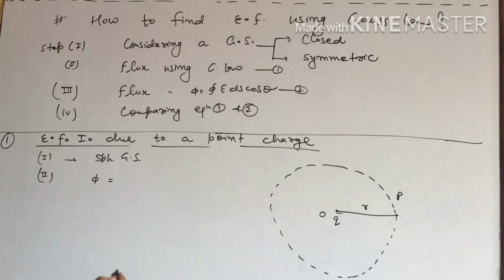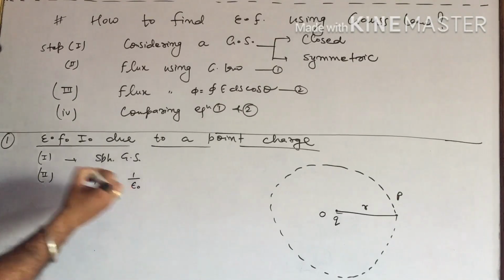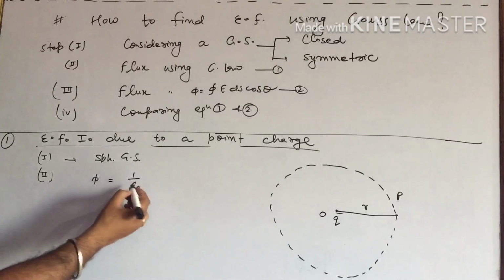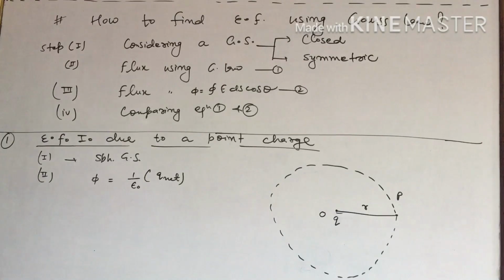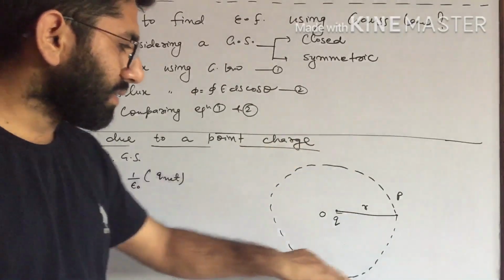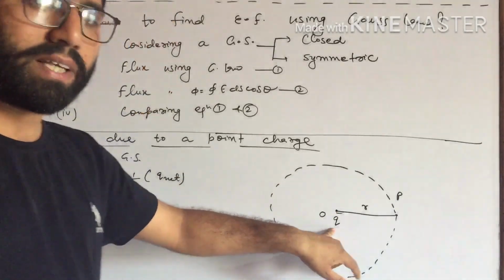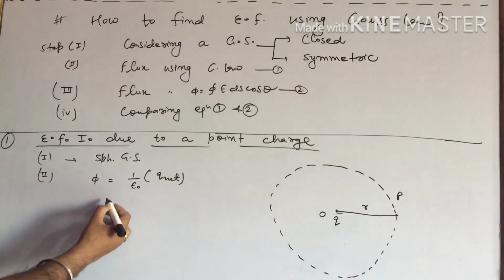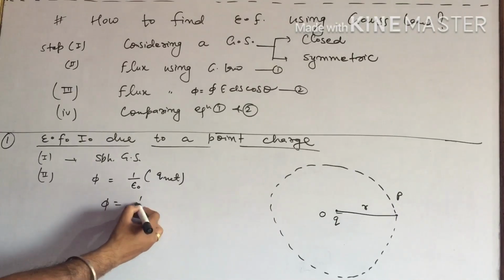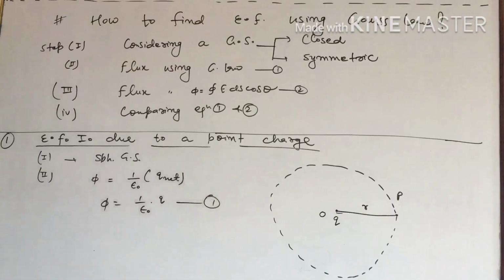Gauss law, as you have seen, states that the flux passing through a Gaussian surface is 1 upon epsilon naught times the net charge enclosed in the surface. And here this is the Gaussian surface. Inside the Gaussian surface the only charge is q. So flux by Gauss theorem will be 1 upon epsilon naught q net. That means it can be simply written as 1 upon epsilon naught into q. This is equation number 1.